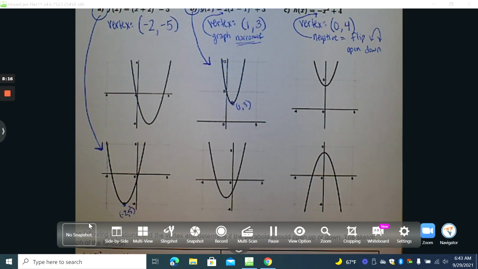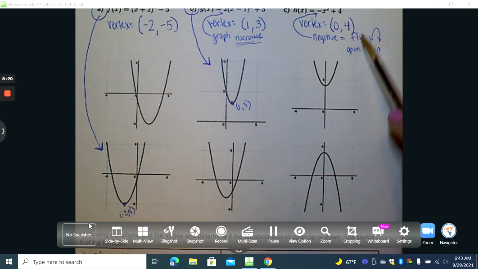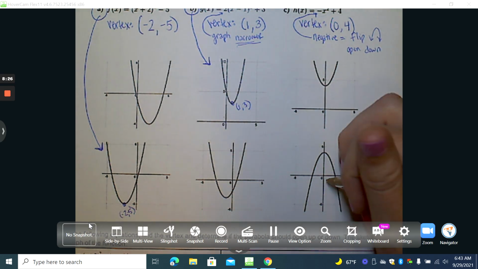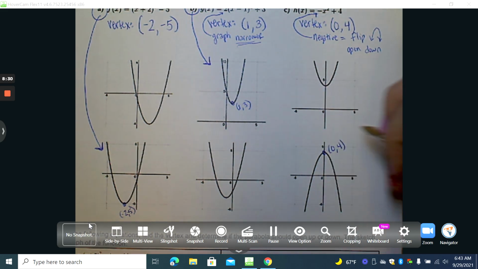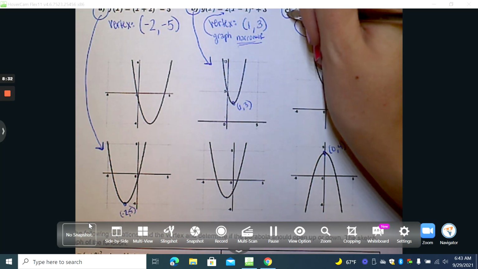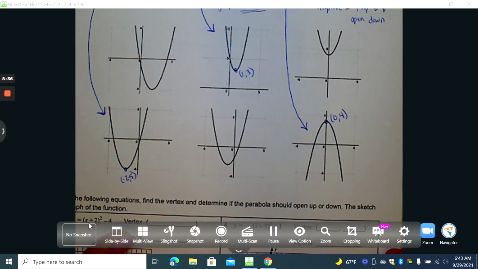And my last one, my vertex is at 0, 4, but I'm now looking for a vertex that has a maximum. My graph opens downwards, and so that is, of course, this only one right here. I have a vertex of 0, 4, and it's opening downwards, so C goes to that graph down there.